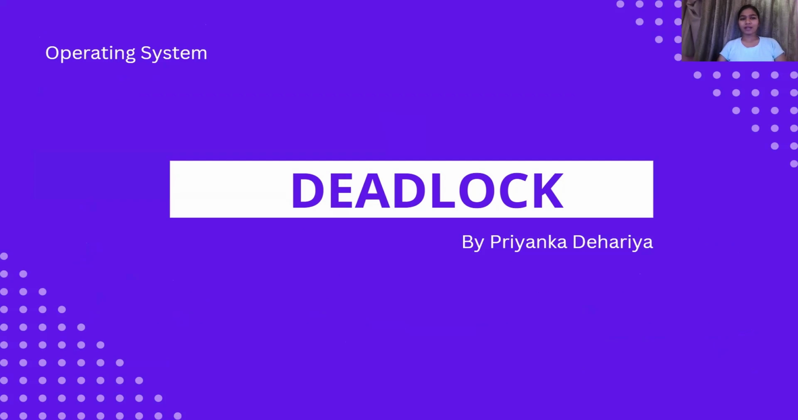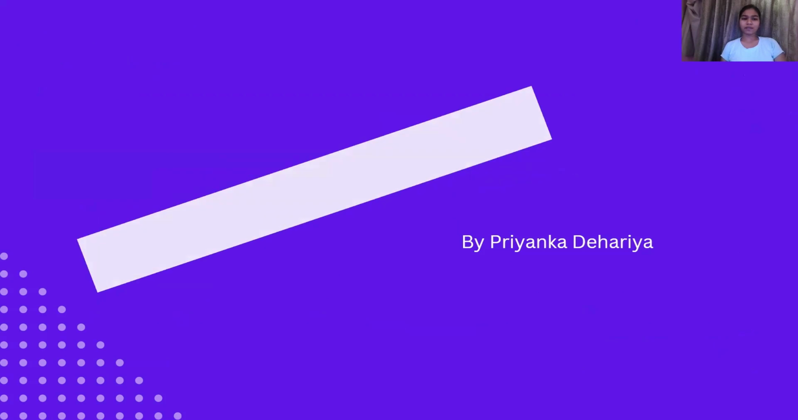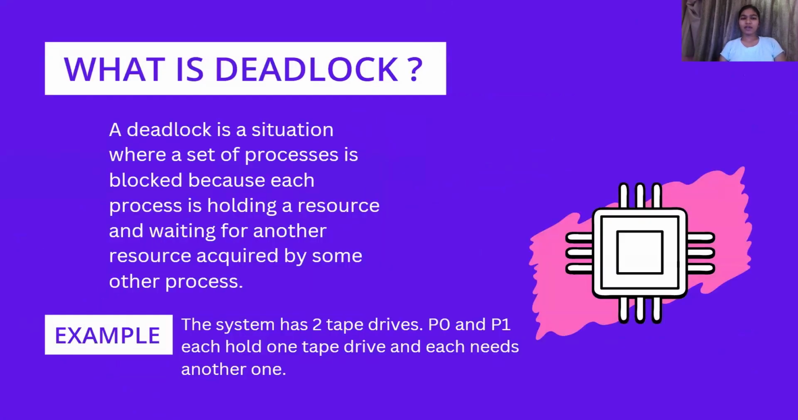Let us talk about concepts of deadlock. First of all, we will understand what is deadlock. A deadlock is a situation where a set of processes is blocked because each process is holding a resource and waiting for another resource acquired by some other process.